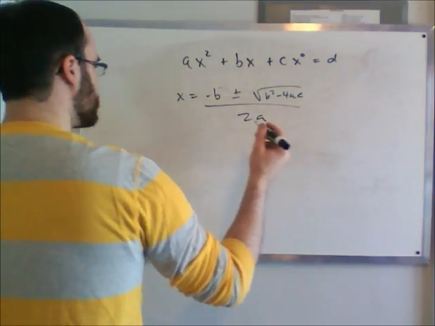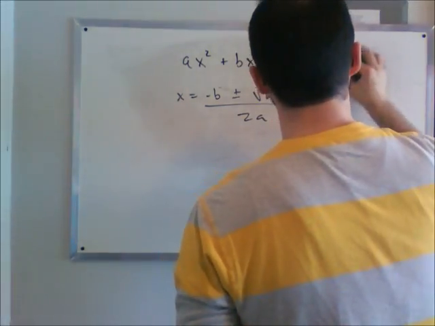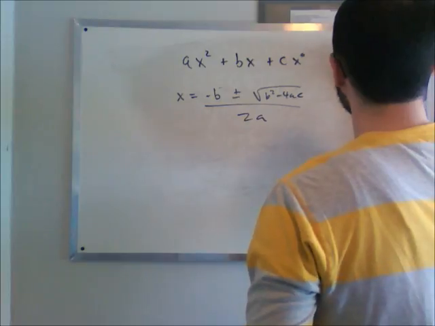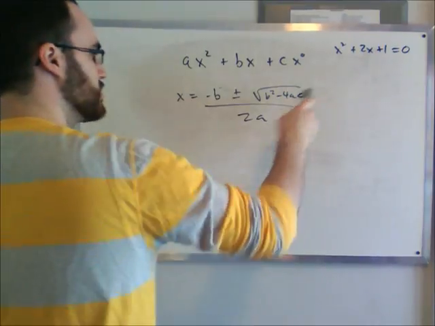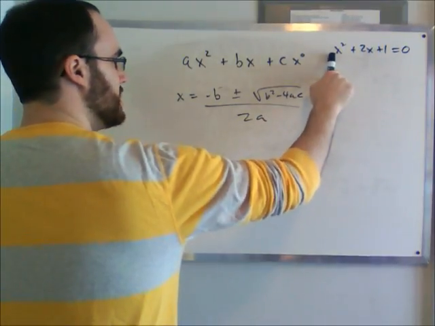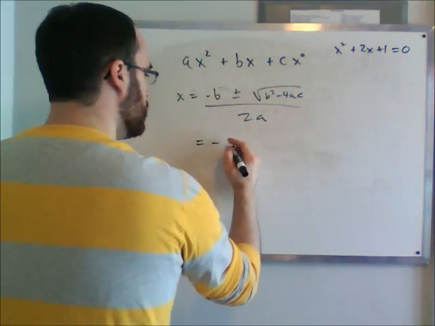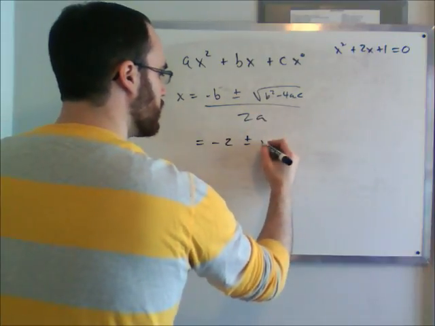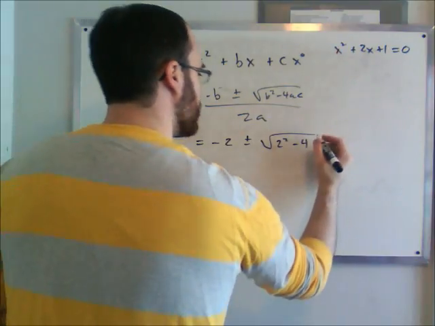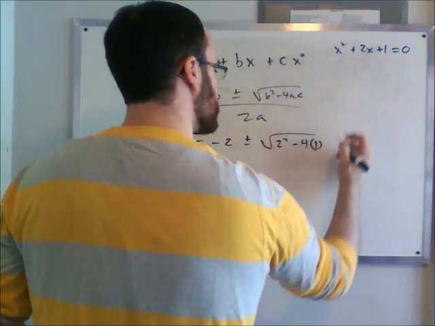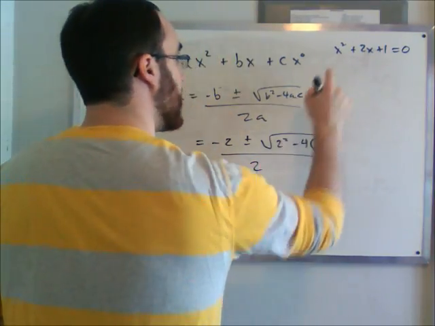So let's go back to the equation we had. I'm going to write it over here, and just get rid of this d. It was x squared plus 2x plus 1 equals 0. So let's put this in our equation. We have 1 is a, so that's going to be 1 over it, but let's talk about b first. So negative b, which is 2, plus or minus the square root of b squared, which is 2 squared, minus 4 times a, which is 1, times c, which is 1, all over 2 times a, which is 1.